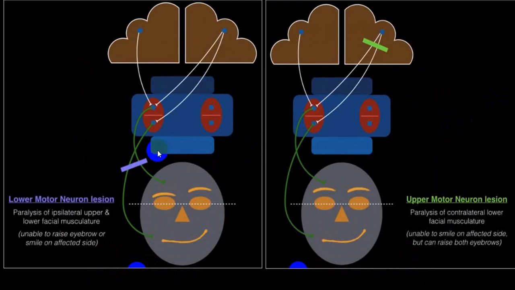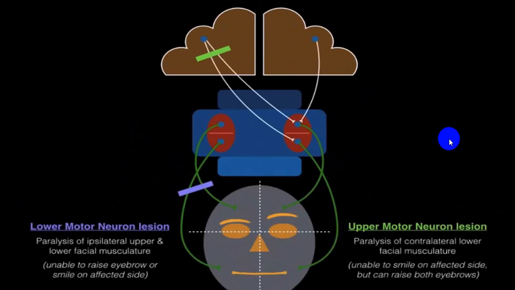Again you can see here, this is lower motor neuron, complete half of the face involved. Here this is upper motor neuron, so the opposite side lower half of the face involved, sparing frontalis belly and orbicularis oculi. Both shown in a single diagram. If you get damage here, opposite half of the face. If you get damage here, complete lower motor neuron, meaning complete half of the face involved, including frontalis belly and orbicularis oculi.